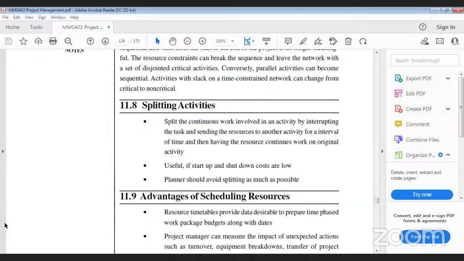Then there are some advantages of scheduling resources. There are two advantages of scheduling resources. First one is a resource timetable provided to the project manager. Budget here. The second is the project manager can measure the impact of unexpected actions such as equipment breakdowns and transfer projects.